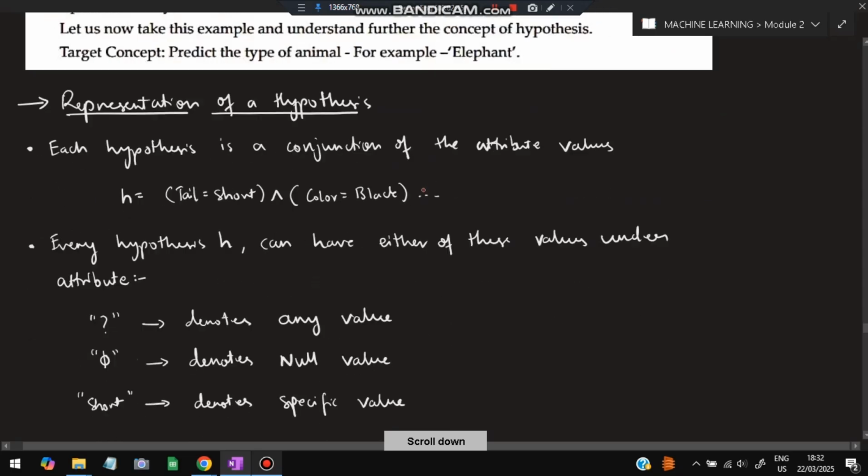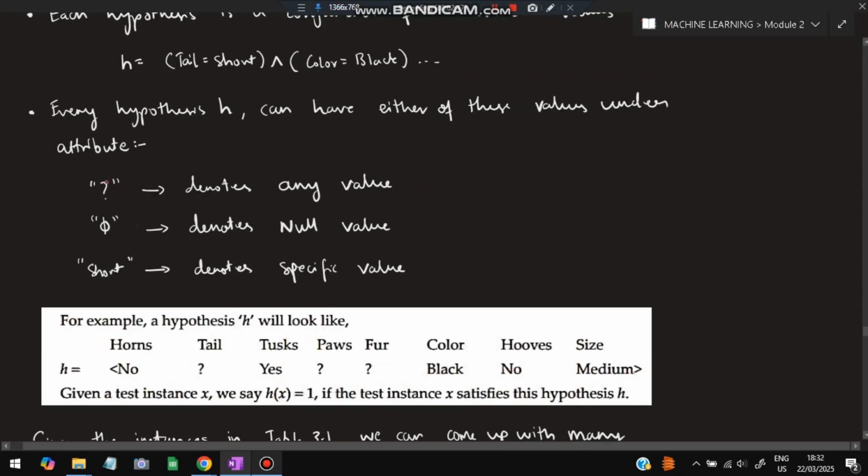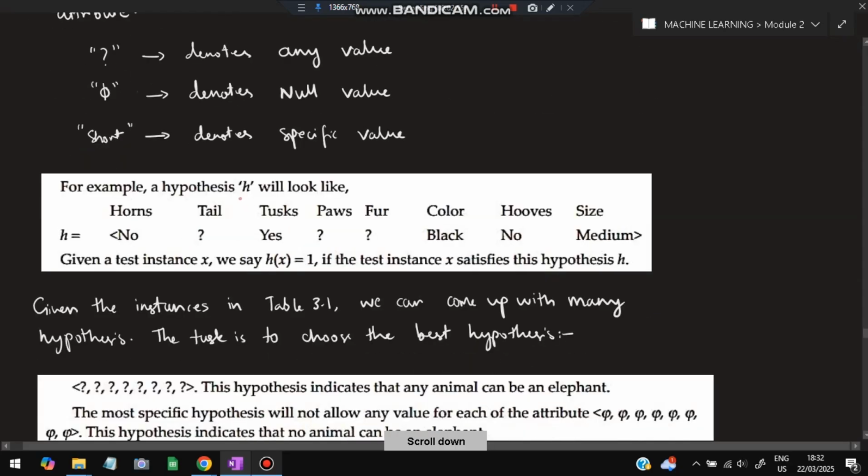That is one hypothesis. Okay, we'll represent a hypothesis using the following symbols. Question mark means any value it can take. Okay, and null means no value it can take. A specific value means just that value. For example, a hypothesis H will look like this: H equals no, question mark, yes, question mark, question mark. And if this is true, that means an elephant can have no horns. That is specified here. And tail, some elephants might have a tail, might not have a tail. Question mark means any value.